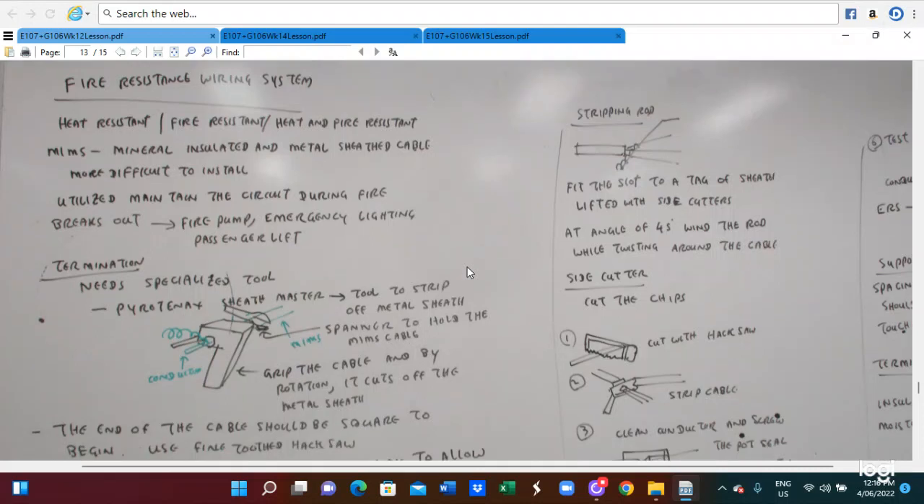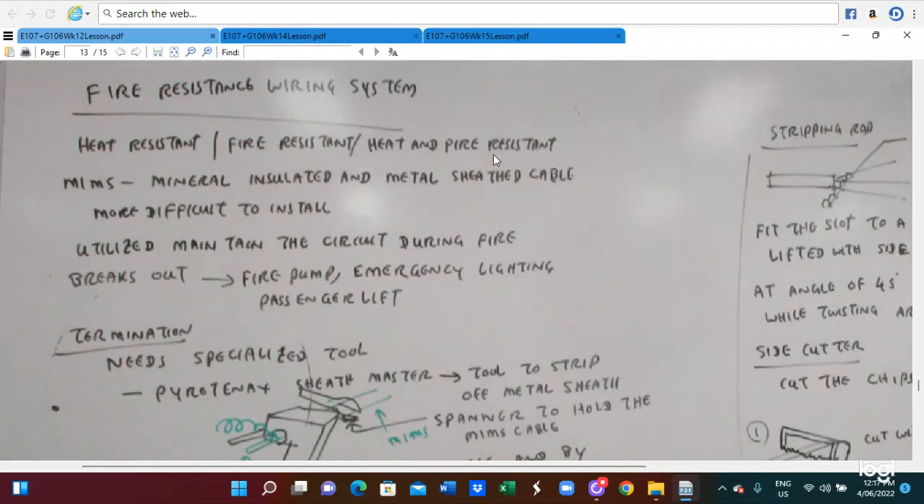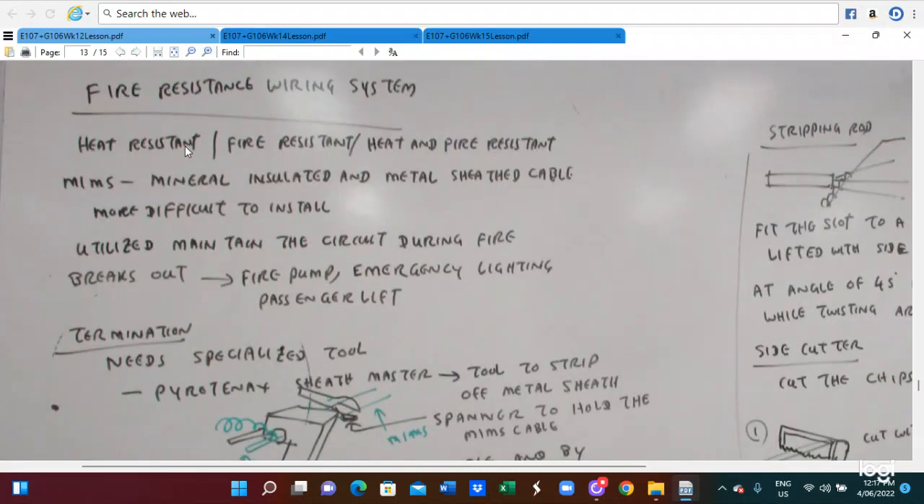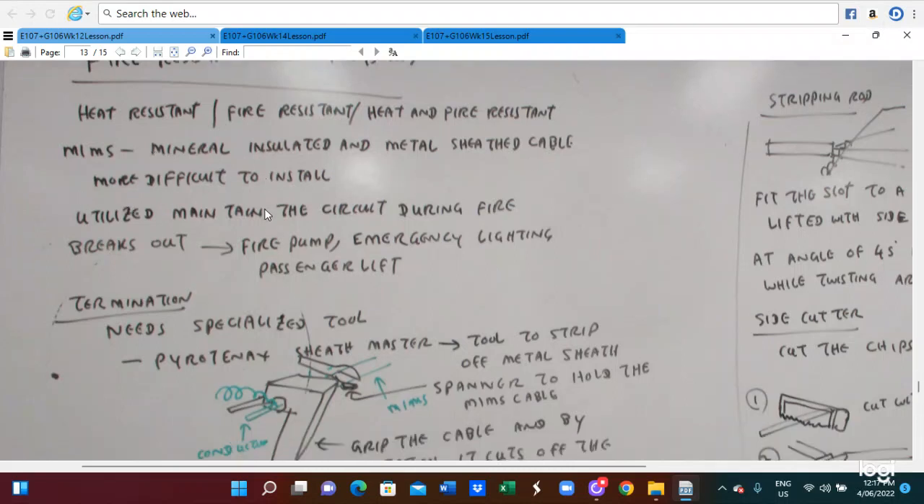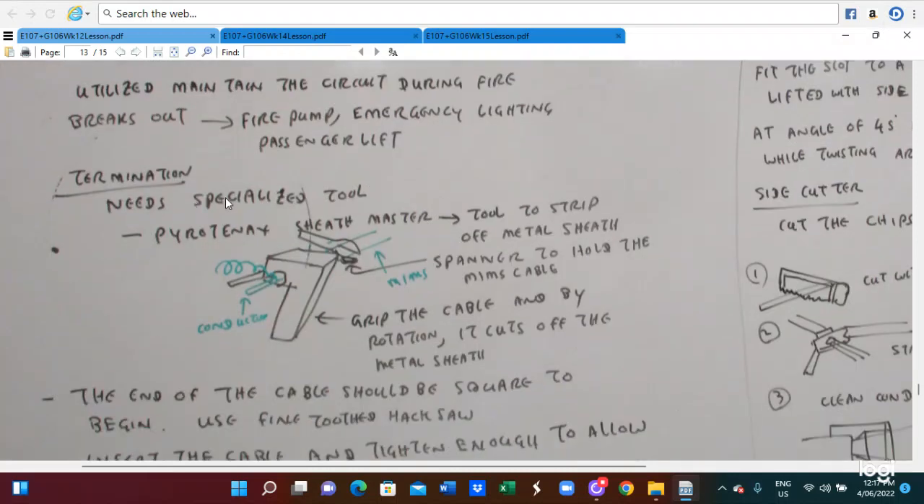Another thing is that we also have to talk about the fire resistant wiring system. For the fire resistant wiring system we provide a heat resistant and fire resistant system. So we use a MIMS cable, mineral insulated metal sheathed cable. This is more difficult to install. It maintains the circuit during the fire and prevents the break out of the fire, for plant, emergency lighting and so on. So this is a termination method.